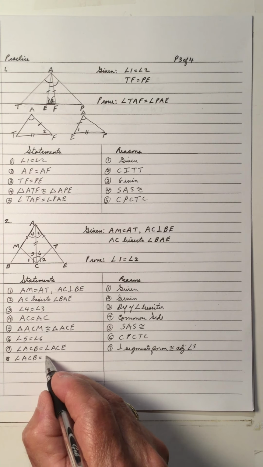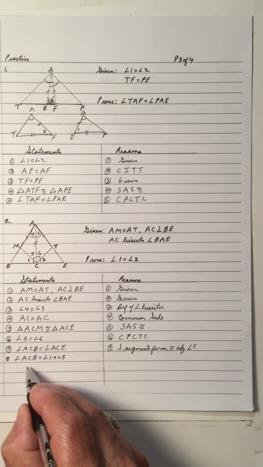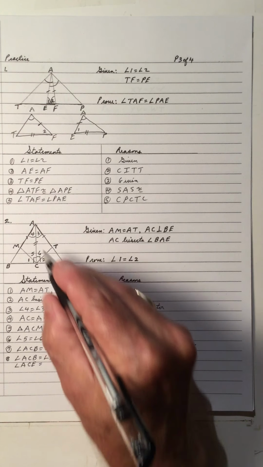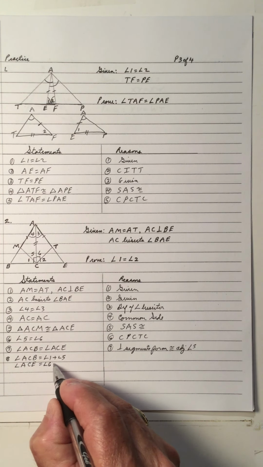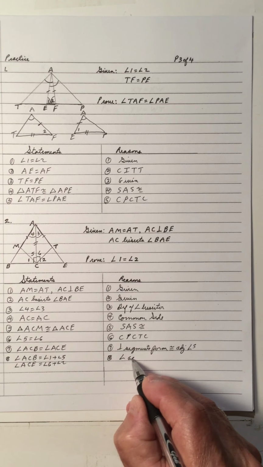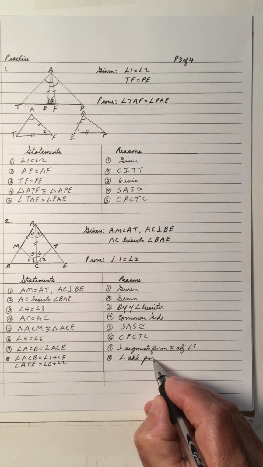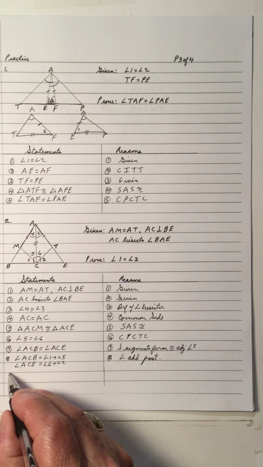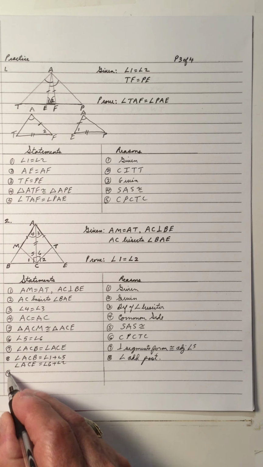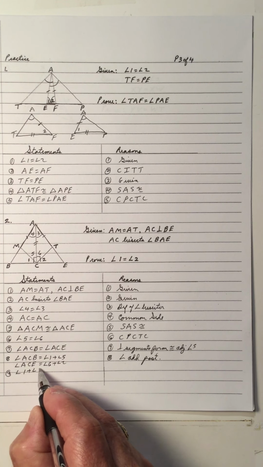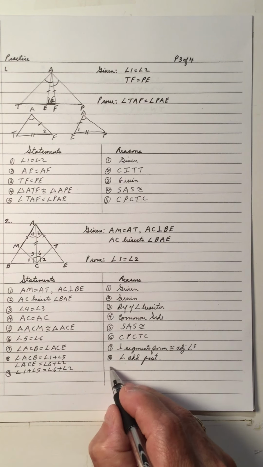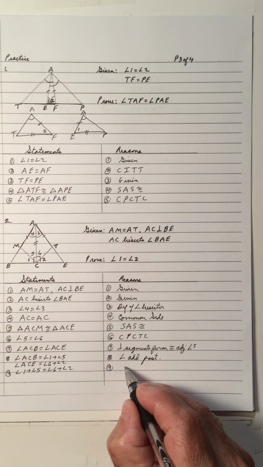angle ACB equals angle 1 plus angle 5, and angle ACE equals angle 6 plus angle 2, and the reason is angle addition postulate. And because these are equal here, ACB, ACE, there they are, then we have that angle 1 plus angle 5 is equal to angle 6 plus angle 2 by transitive property.